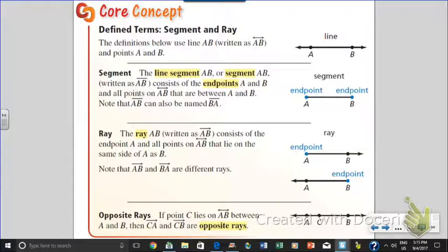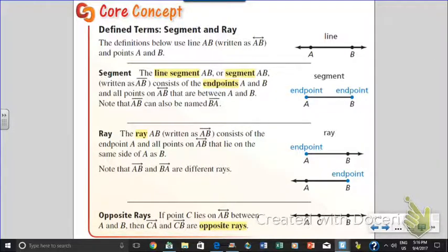In this case, line segment, line, and ray all have different symbols. Notice ray AB versus ray BA are 2 different rays because they have different endpoints and they show the direction that the ray is drawn. You always name a ray starting with the endpoint.